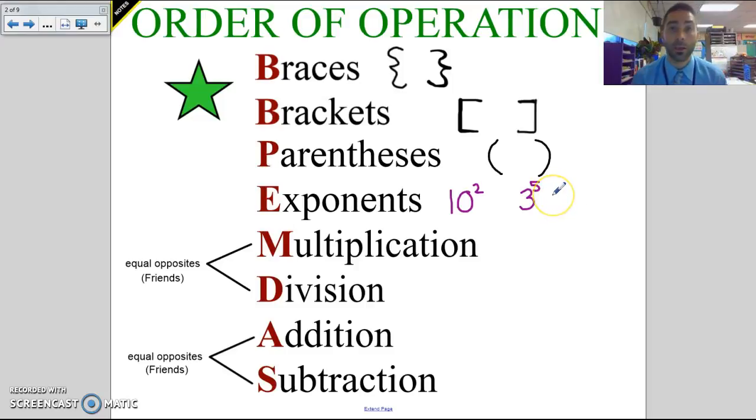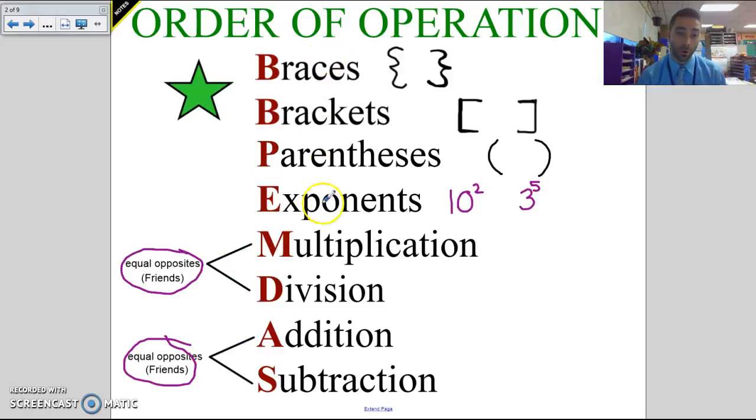The 5 is the exponent there, and that tells us how many times to multiply our base number here. So our 3, we'd have 5 3s being multiplied. Not 3 plus 3, but it would be 3 times 3 times 3 times 3 times 3, 5 times, all right? Remember those exponents. And then we have multiplication, division, addition, and subtraction. Now, if you notice, I put equal opposites for multiplication and division and equal opposites for addition and subtraction. And that's because of the fact that multiplication and division, neither one is more important than the other. So it's whoever comes first, and addition and subtraction is the same way.